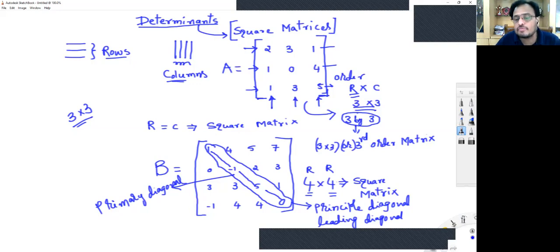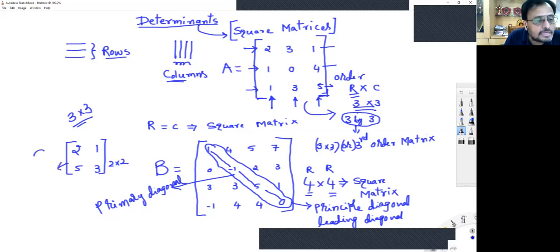Suppose it is 4 by 4, that means fourth order. 2 by 2 means second order. So this is also a square matrix. Once again look here: 2, 1, 5, 3. This is also a square matrix because it is 2 by 2, or second order. Suppose this matrix is C; the name of a matrix is always a capital letter. There is no need to read 2 by 2 twice; you can simply call it a second order matrix.